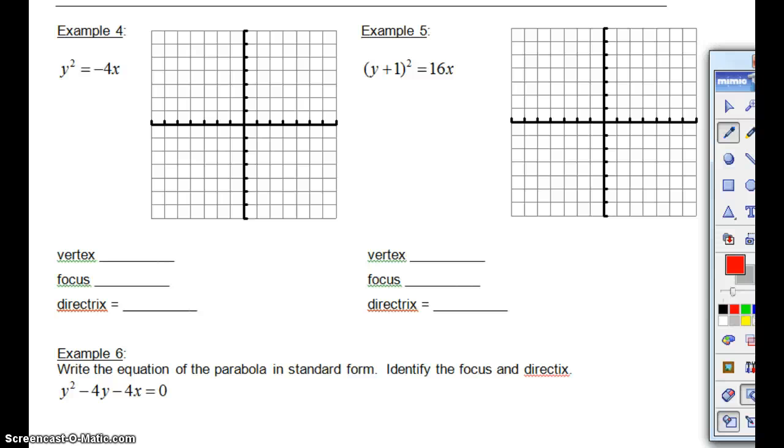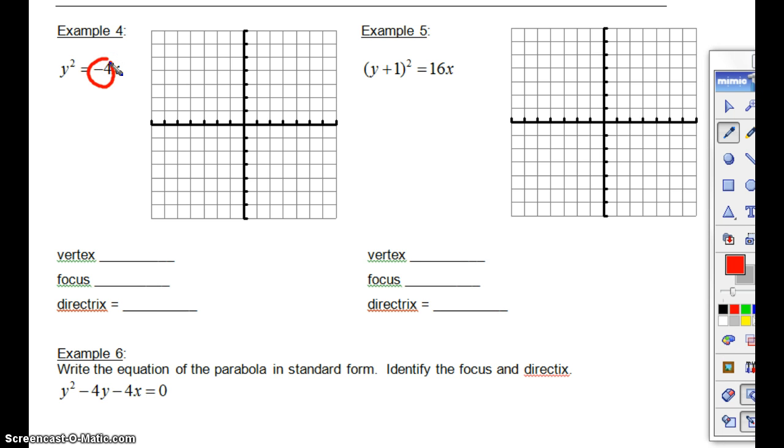We'll go back to that one where we are graphing a parabola again. This is our fifth example actually. So I have y squared is equal to negative 4x. It looks to be in standard form. All of my y terms are on one side, my x term is on the other side, but I have a negative sign this time in front of my x.